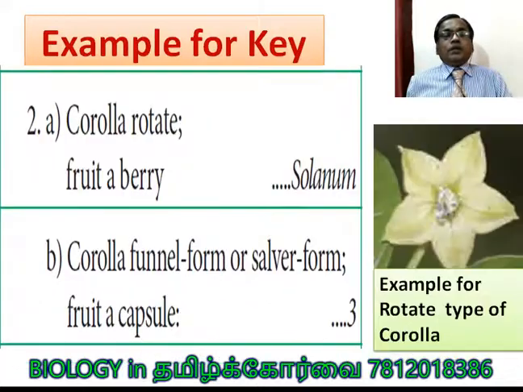Now the second couplet says, if the corolla is rotate and the fruit is a berry. This is the rotate corolla, and it is already given in our book for the rotate type of corolla. If the particular flower has a rotate type of corolla with berry fruit, then it belongs to the genus Solanum. Another statement is corolla funnel-form or salver form, fruit a capsule. If it is so, then you have to go to the third couplet.